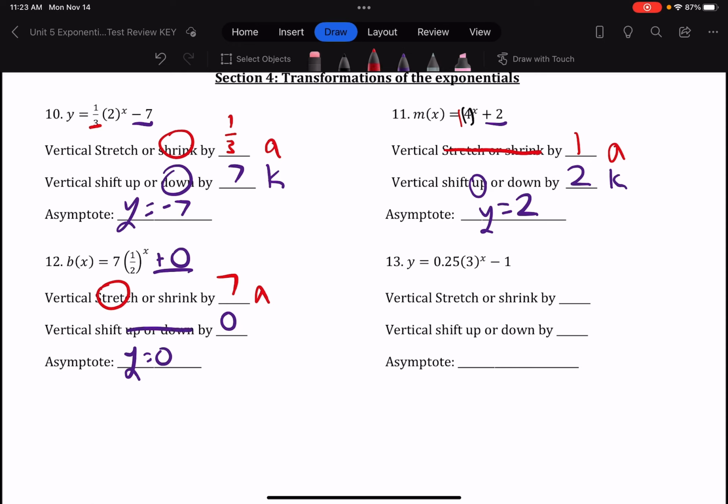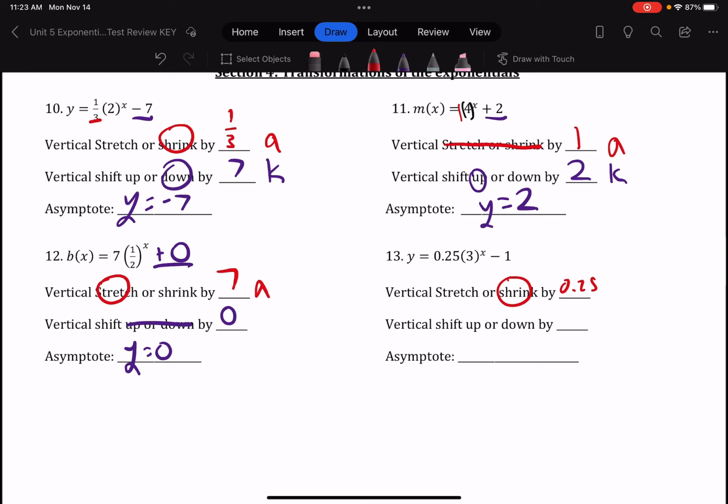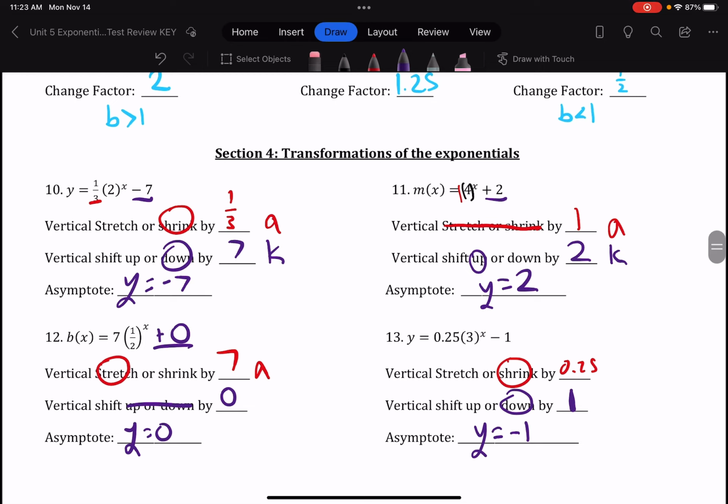Number 13, my A value is 0.25, and that's less than 1, so that is going to be a vertical shrink. My K value is -1, so this is going to go down by 1, giving us a horizontal asymptote at y equals -1. And those are sections 3 and 4 of the test review.